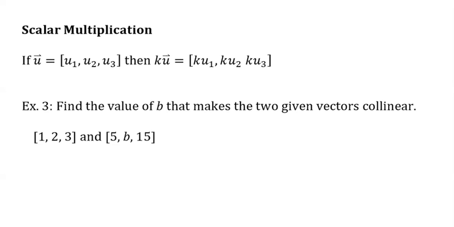Find the value of b. I've got 2 vectors, 1, 2, 3, and 5, b, 15. Find the value of b that makes the 2 given vectors collinear. By inspection, what do you think b is? 10. So if I multiply 1 by 5 to get 5, I've got to multiply 2 by 5 to get 10, 3 by 5 to get 15.